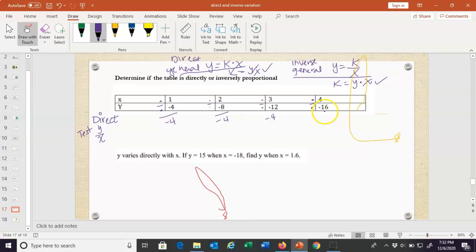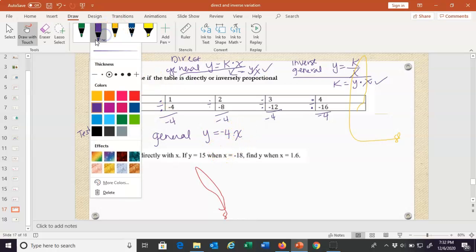All right, negative 16 divided by 4 is negative 4. So sure enough, these all have a constant change of negative 4. So it is direct variation, and the k value is negative 4. So our general form is y equals k times x, negative 4 times x.